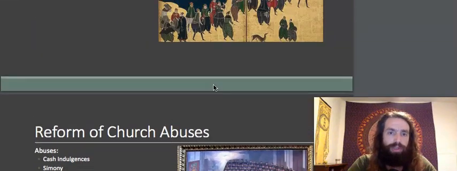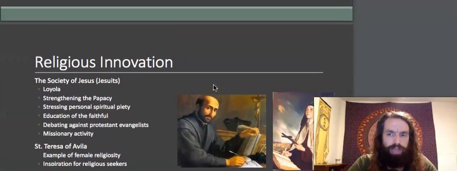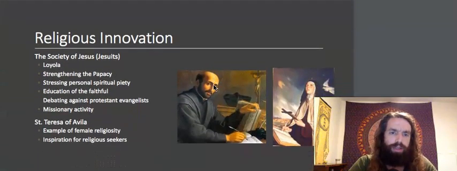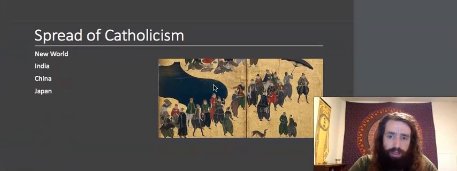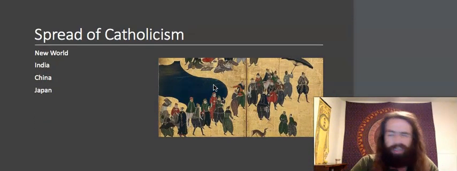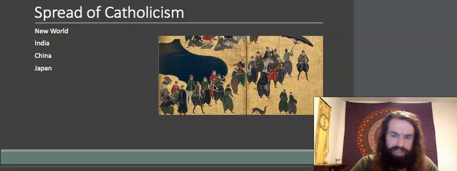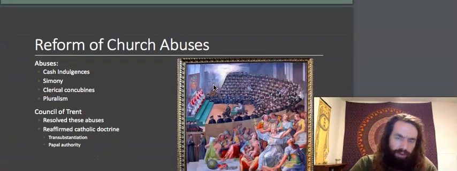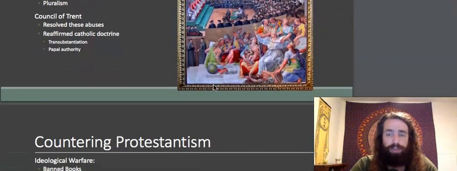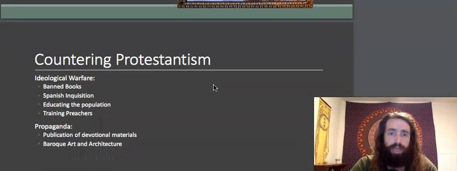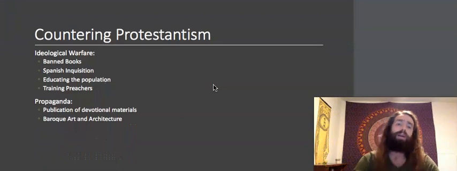Right, cool. So those are kind of the three big changes that occur within the Catholic Church. So new religious orders, spread of Catholicism to the New World and a little bit to South and East Asia, and the reform of church abuses. Now, let's look at some of the specific measures undertaken by the Catholic Church to counter Protestantism.